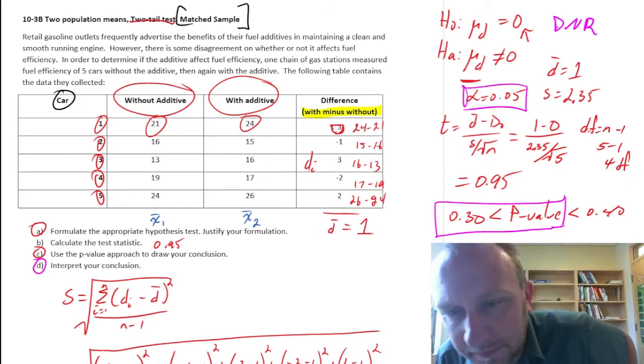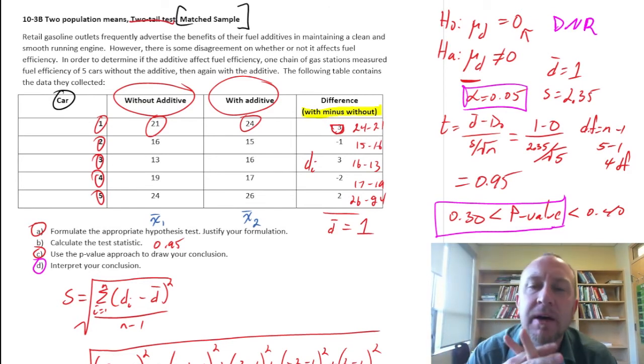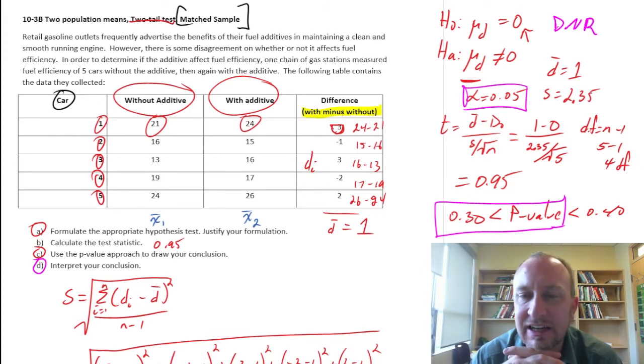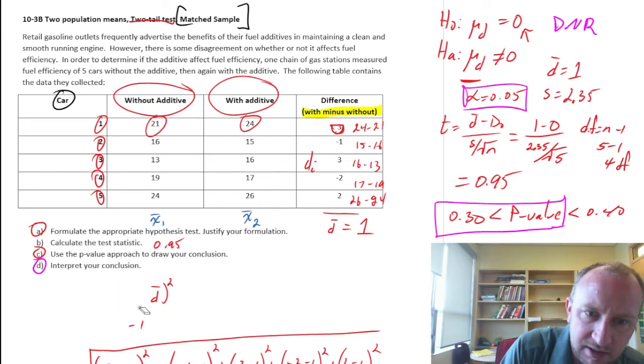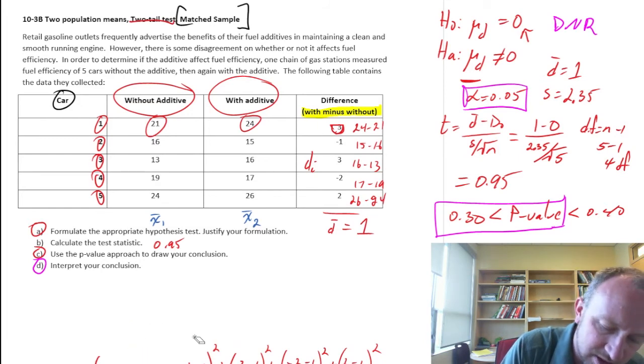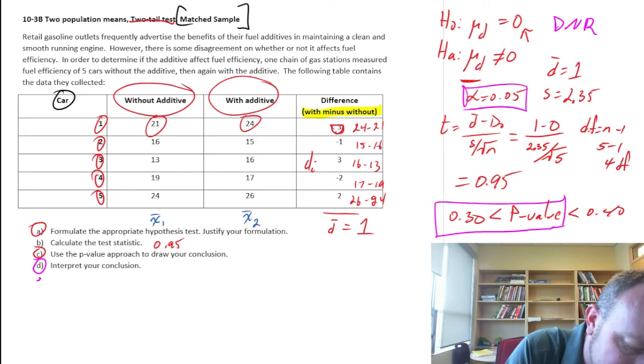So here, again, I repeat myself, not rejecting the null hypothesis means that we are unable to show that this fuel additive has affected fuel efficiency. Okay, so that's all there is to it for the test. Now, I'm going to add one more little bit of analysis to this. Let's add a part E.